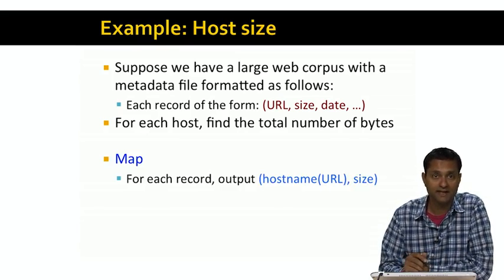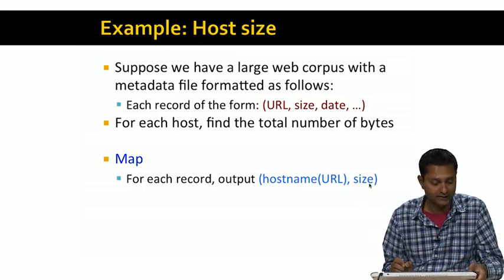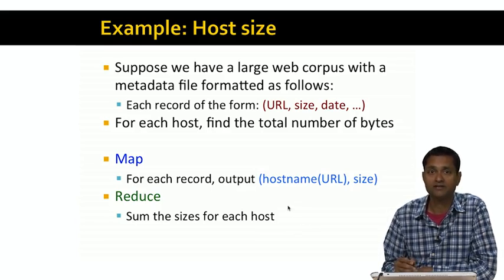The mapper, in this case, the map function, just looks at each record, and it looks at the URL of the record and outputs the host name of the URL and the size. The reduce function just sums the sizes for each host. And at the end of it, you will have the size of each host.